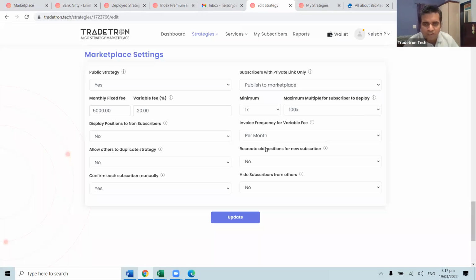So recreate old positions, this I will be discussing with, I've already discussed with my manager. This is a new feature, and more details will be available to us later on. So I will keep this for later. I will not discuss this today. Only these two parts I will discuss now.